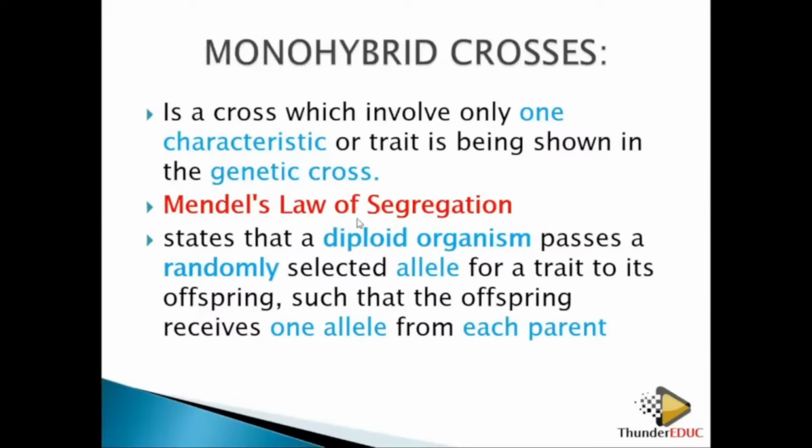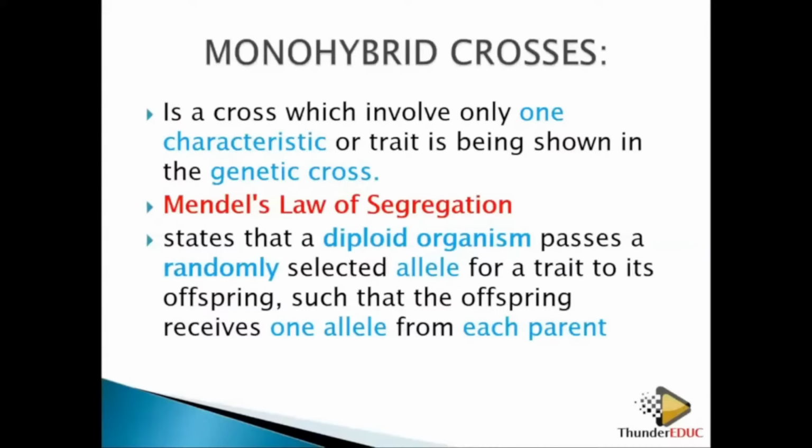So he says that diploid means that the organism has two sets of chromosomes. For example, how many chromosomes do you have? You have 46, but you have 23 pairs. So if there are 23 pairs, then we say that you are diploid. Randomly, you don't have a choice which one is going, which one is not going. It's random to the offspring, such that the offspring receives one allele from each parent.